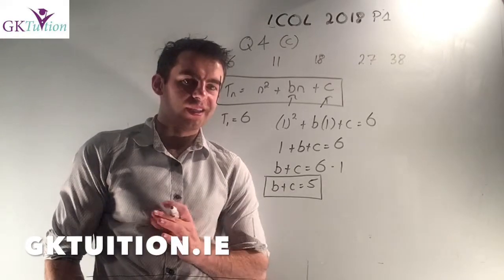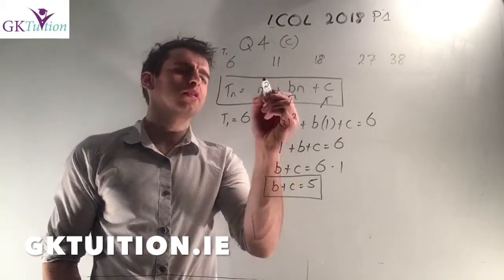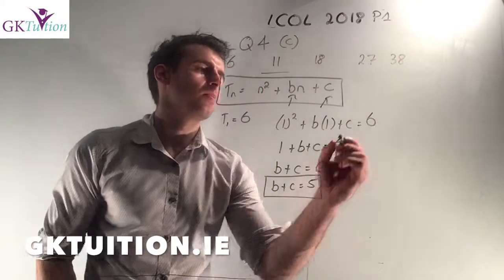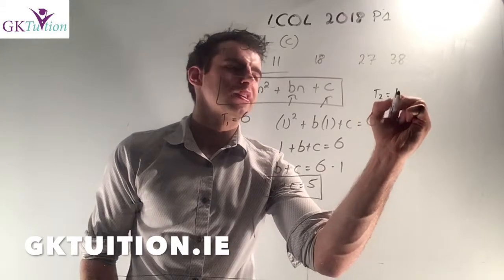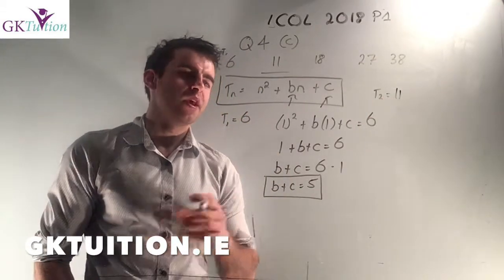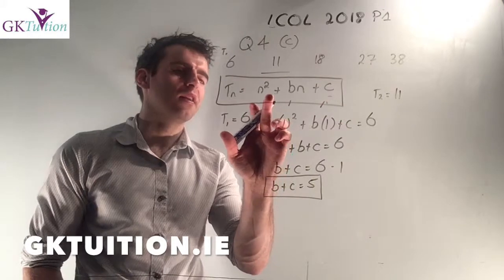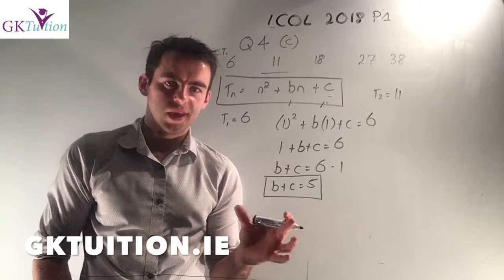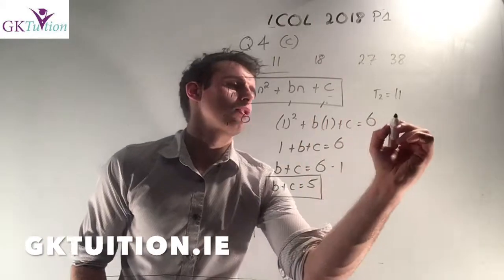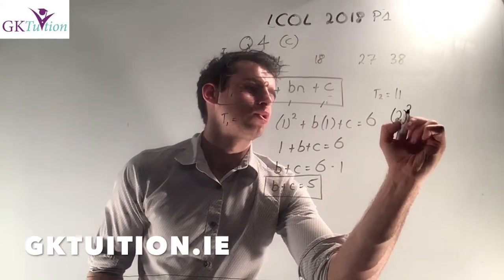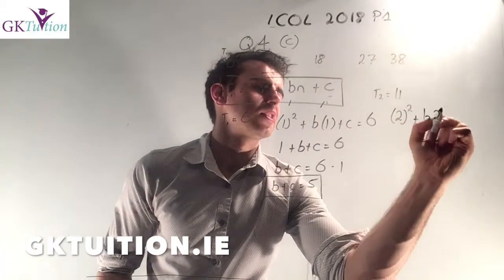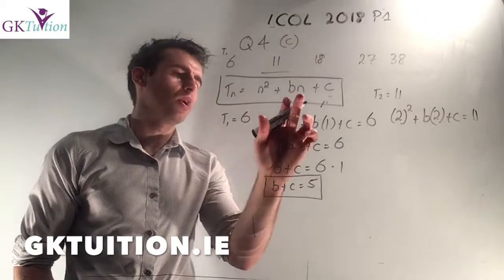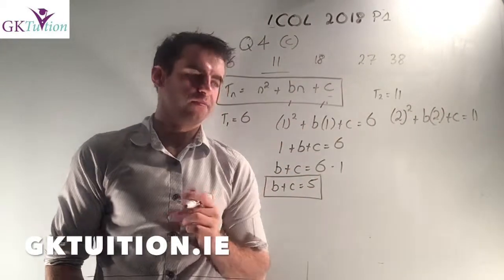So now I need to come up with a second equation. In order to come up with a second equation, I can use the fact that the second term is equal to 11. So if I do the same thing, I can now say that T2 is equal to 11. That means I'm subbing into Tn again, but everywhere there's an n, I'm going to sub in a 2. And if I do that, I can let the whole thing equal to 11. So this will become, instead of n squared, it becomes 2 squared plus b times, instead of n, it's a 2 plus c equals 11. So you get 2 squared plus b times 2 plus c equals 11.